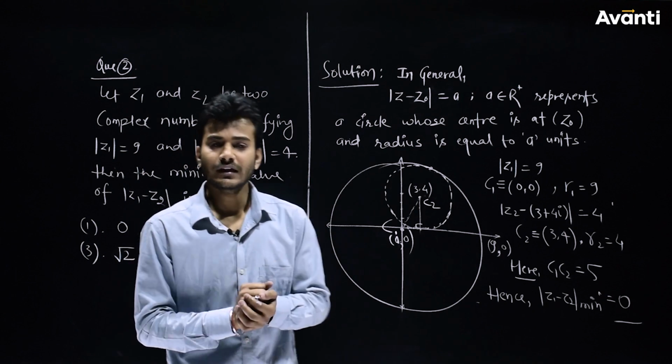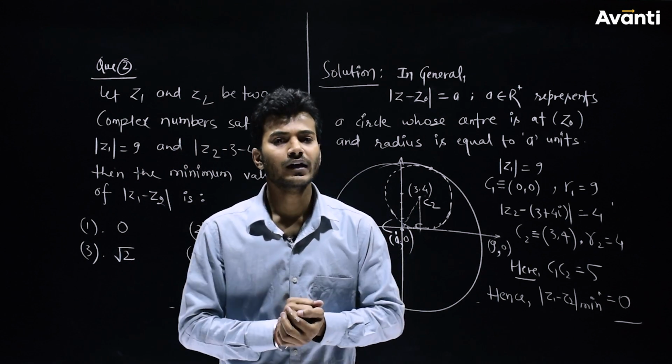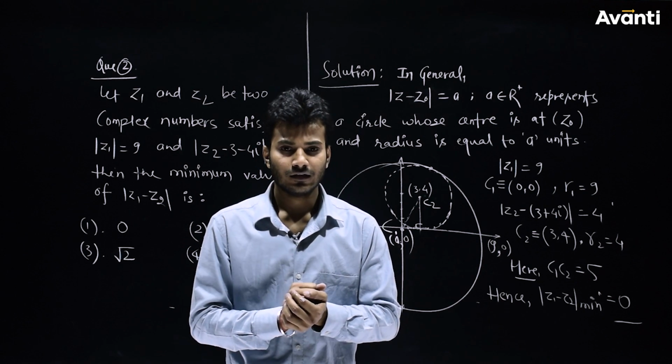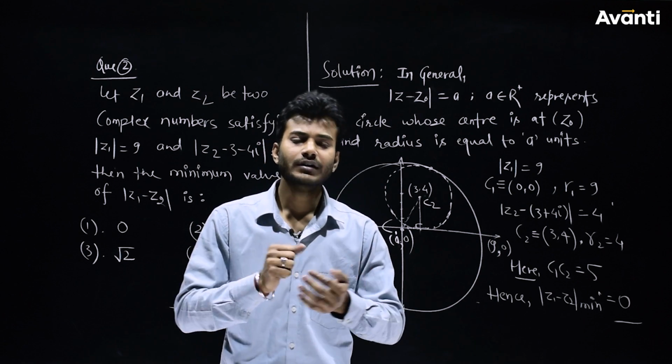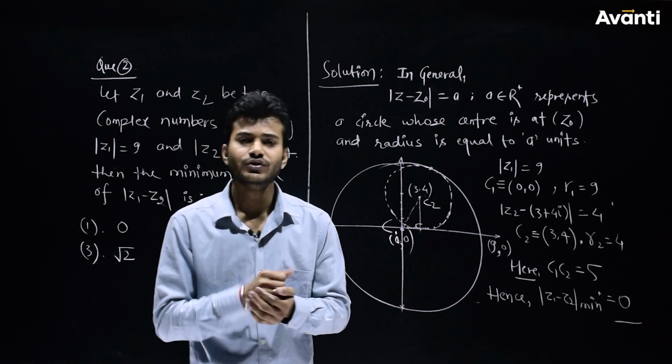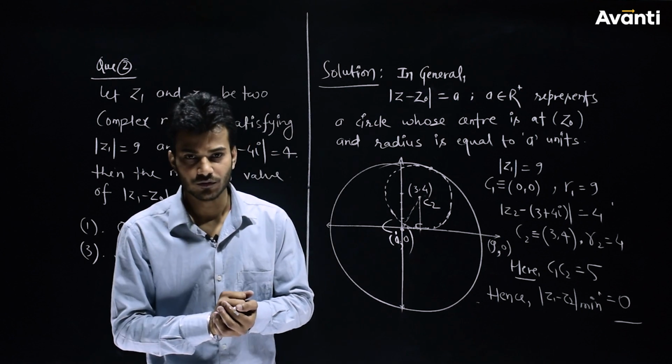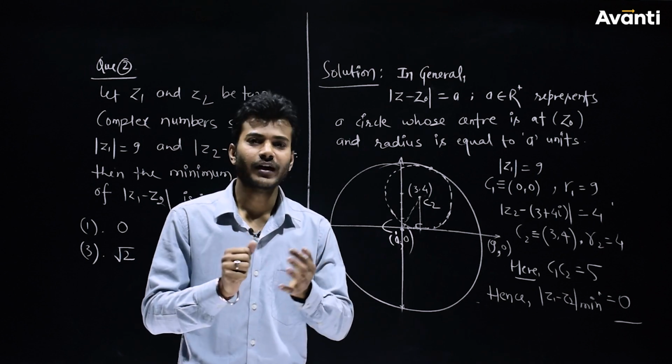So my dear student, in this case we can probably solve by the analytical method, in which we will consider Z1 as x1 plus iota y1, Z2 as x2 plus iota y2, but that will take a lot of time.